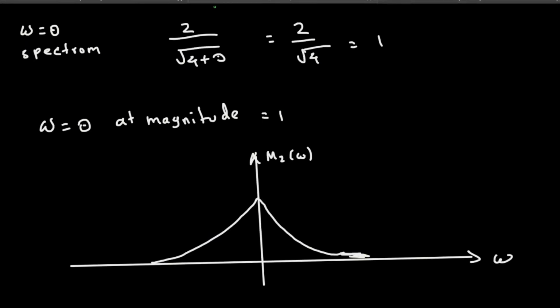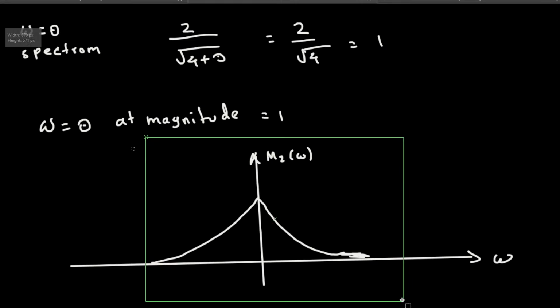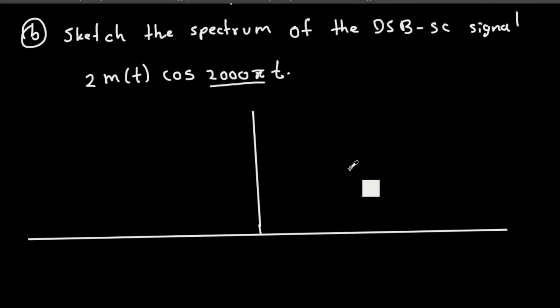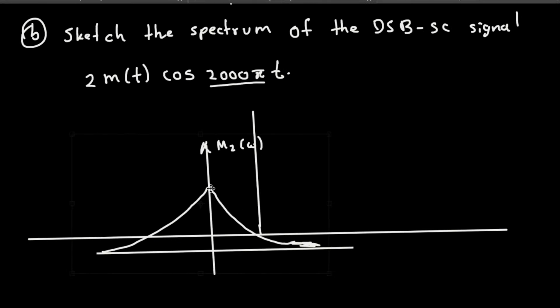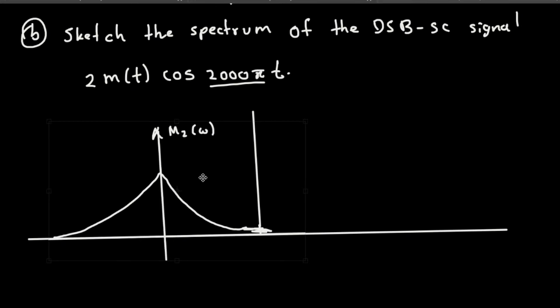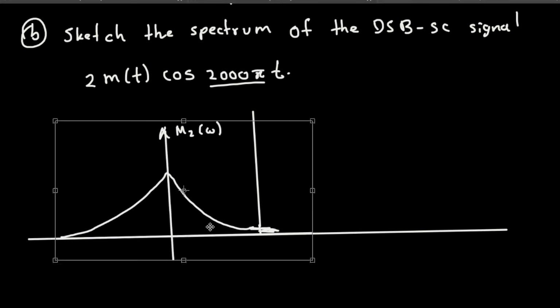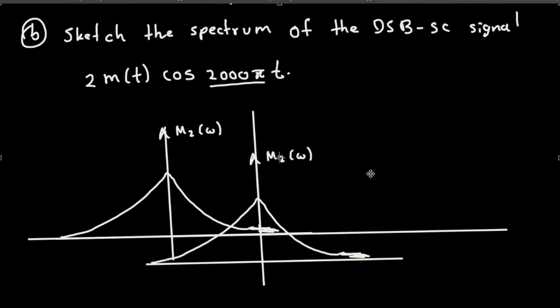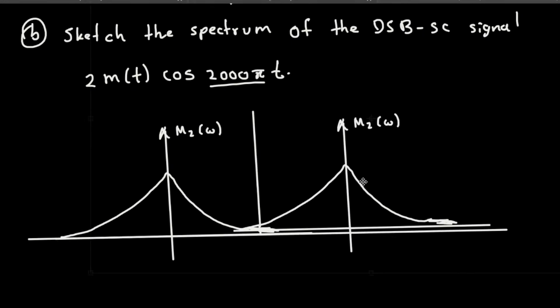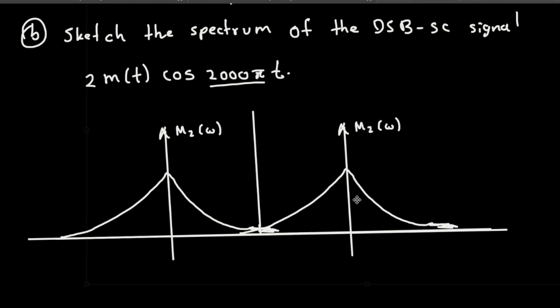So for that one, it's better to illustrate like this. Like if I just copy this one and paste it, center this one at 2000 pi. So here I bring this one, and let's say this is 2000 pi here, so it's gonna be located at minus 2000 pi right here. And the same thing happens on the other side as well. It's going to be plus 2000 pi.